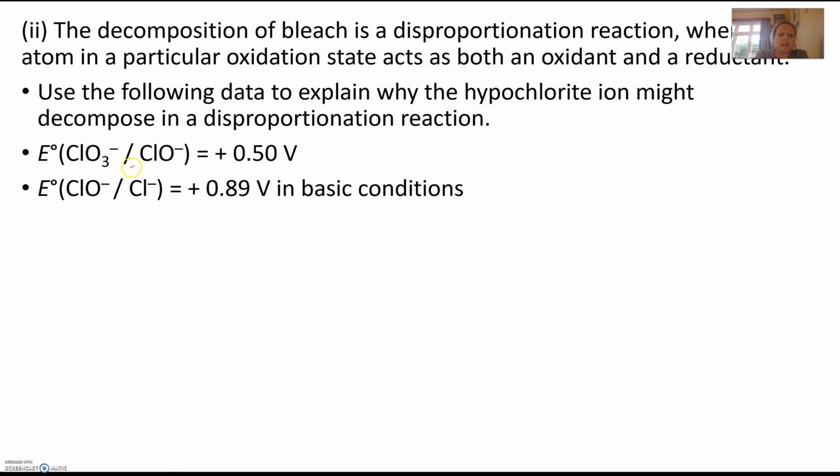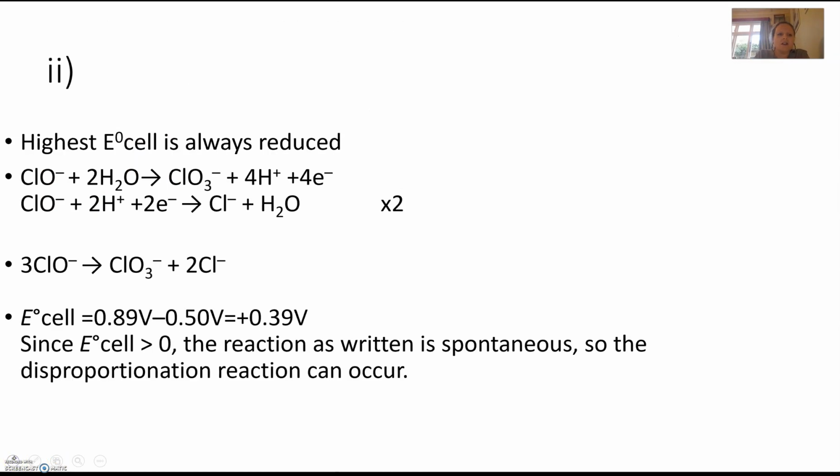So the only species that's common to both these half equations is ClO minus. So ClO minus must get oxidized and reduced. If it gets oxidized, it produces this. If it gets reduced, it produces Cl minus, and you have to do your half equations. Let me know if you have any issues with those. We have to times the second one by 2 to balance out the equations, and this becomes our full equation here.